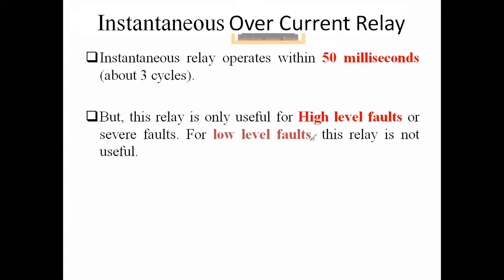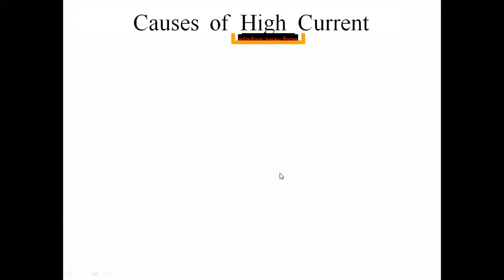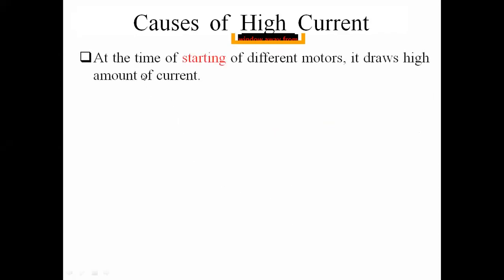This is an emergency condition, so at that moment you can use an instantaneous relay. Next, what may be the causes of high current? The first cause is at the time of starting of different types of motor, induction motor or any other type of motor. The motor can draw high current.